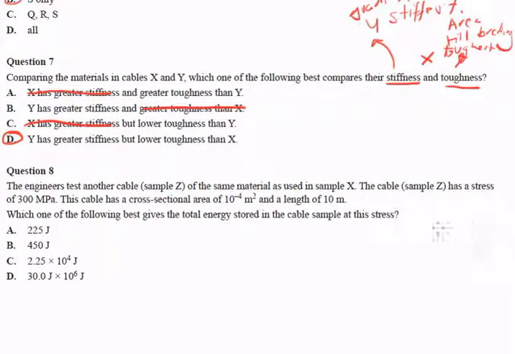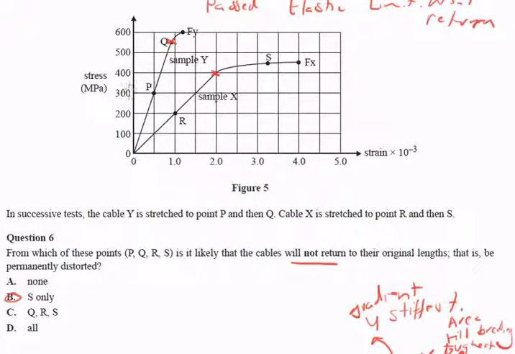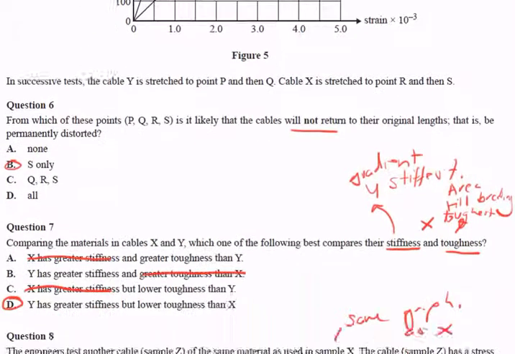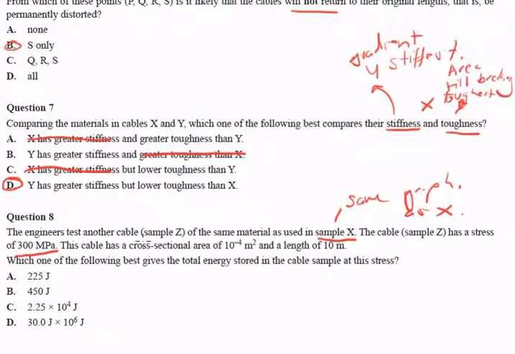Right, to test another cable Z, same material as X, so it's going to have the same graph as X. The sample has a stress of 300 megapascals, so they stress it to 300, they stress it to here. Which of the following gives the total energy stored in the cable at this stress?